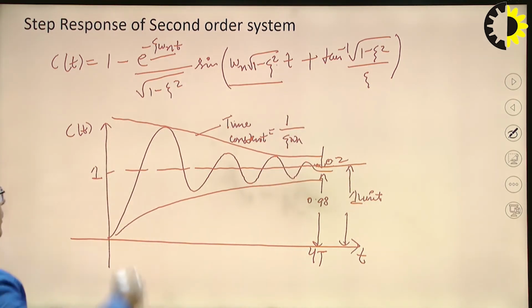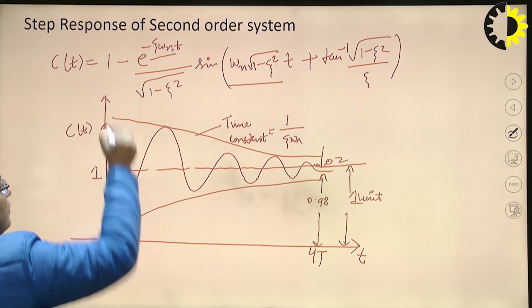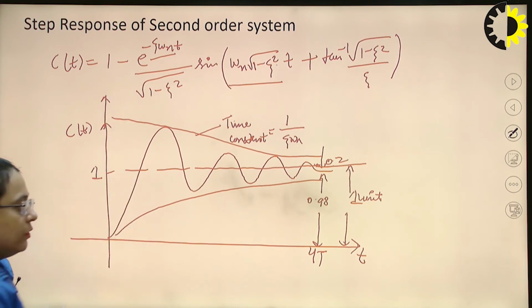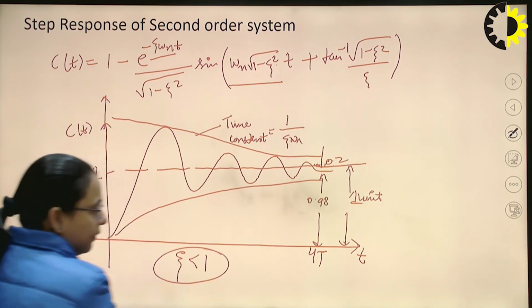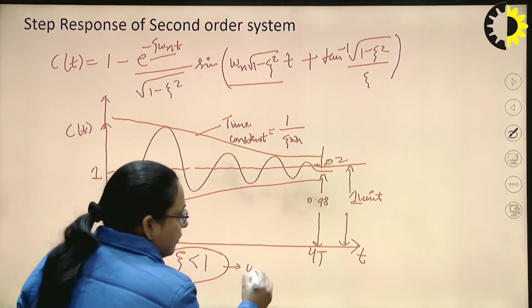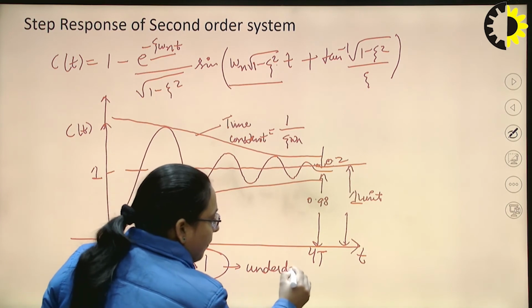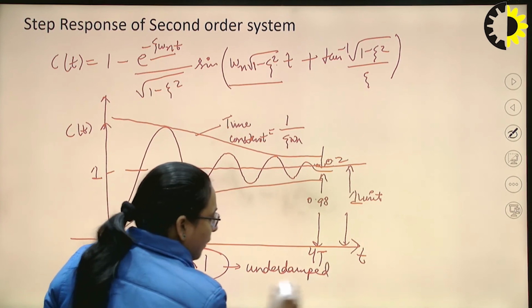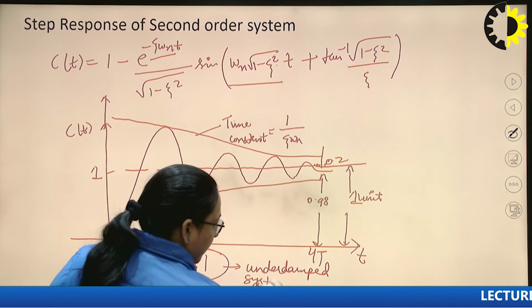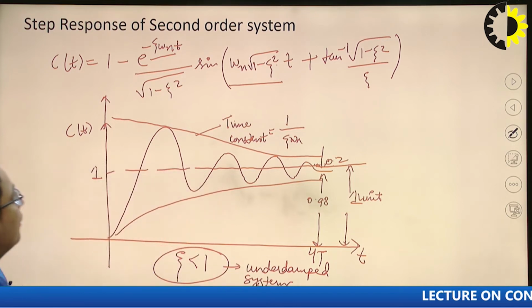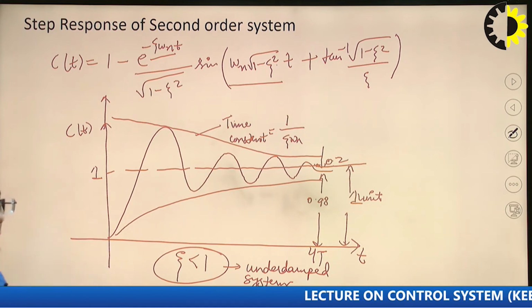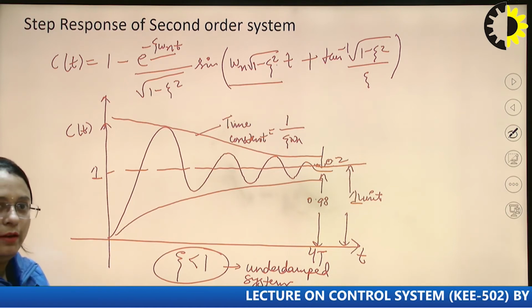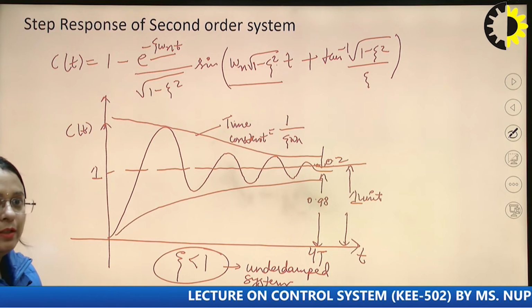Okay, so this is the response of the second order system. This response is basically for zeta less than 1, that is, the underdamped system. So we have the response of the system. We know the input is 1. We can calculate the error, and finally we can calculate the steady state error.